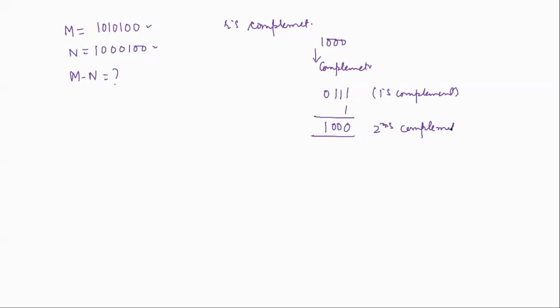Got it? Take the 1's complement and then add 1 to the number. This is how you get the things being done. There are other shortcut methods which I will discuss later on. So right now this is the basic method, that complement the bits and then add 1 to it. So this becomes 2's complement.